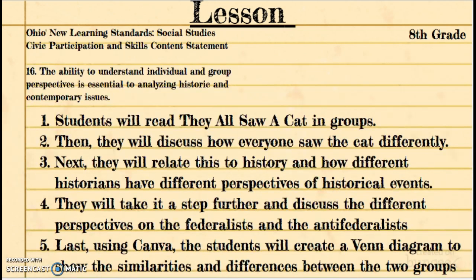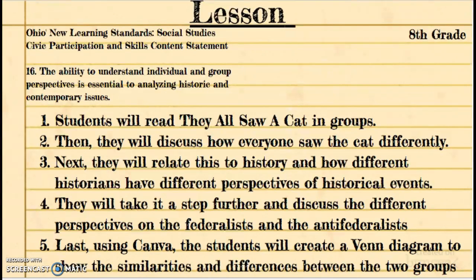My second lesson, I have aimed for an 8th grade classroom. I decided to use social studies for this, and you'll see why. The students will read They All Saw a Cat in groups. Then they will discuss how everyone saw the cat differently. They will then talk about how this has to do with perspective and how everyone can have different perspectives of something. Next, they will relate this to history and how different historians have different perspectives of historical events. They will then take it a step further and discuss the different perspectives on the Federalists and the Anti-Federalists, connecting it to what they will be learning in history at the time.